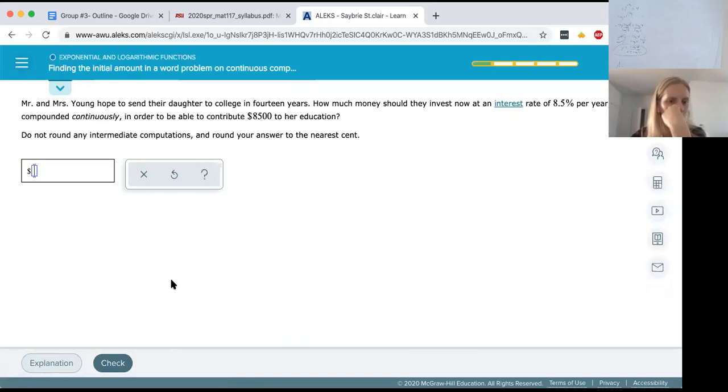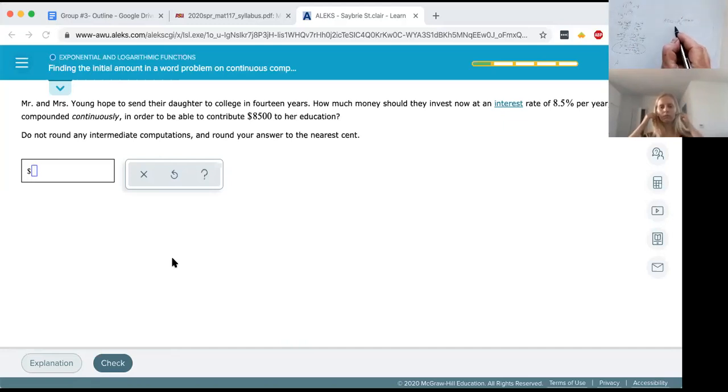Do you want me to show you on paper how I'd set this up? Yeah, I can see your screen. Okay. So A is the amount at the time of the final, so that would be 8,500 right there. Equal to the P number, that's the variable we're solving for, times e, the e number on your calculator, raised to the percentage rate, 0.085, times 14 up in the exponent.